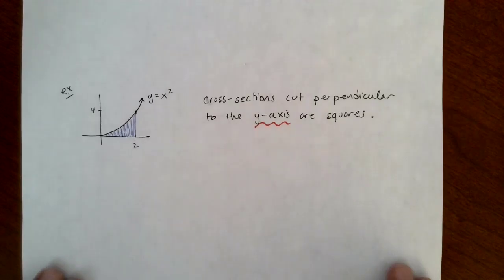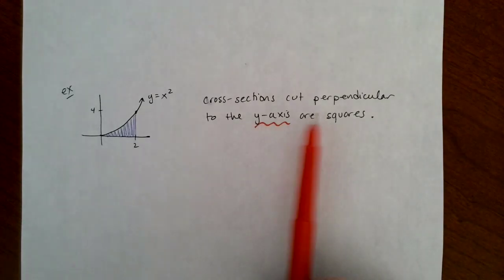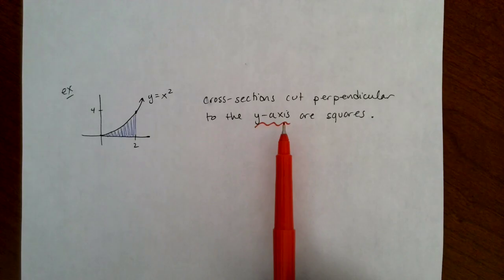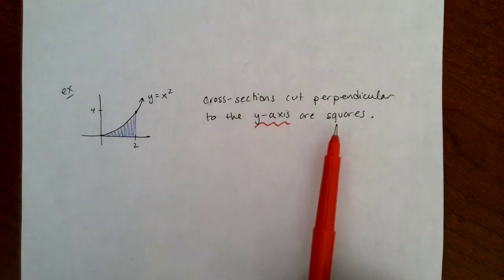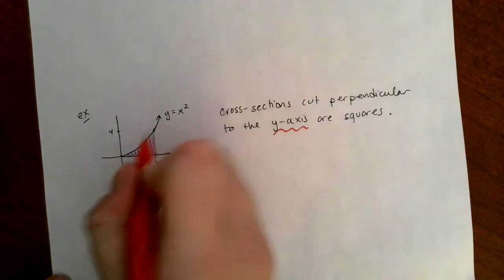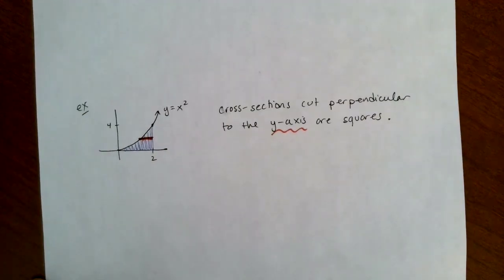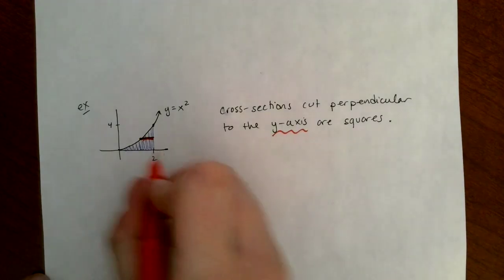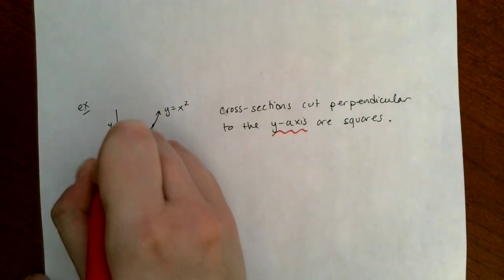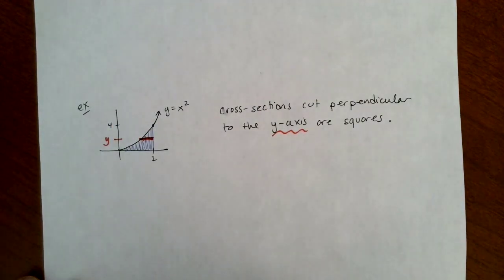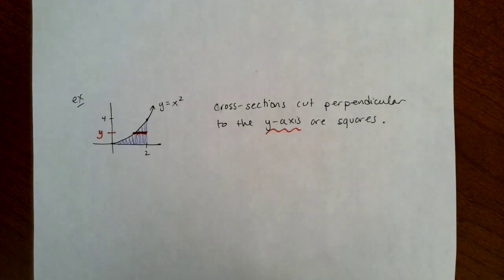I'm starting with the exact same fairly simple two-dimensional region. Same setup exactly. This is the base of the solid. But now it says cross sections cut perpendicular to the y-axis are squares. Perpendicular to the y-axis would be this way. So now this is one side of our square. What that changes is that we would have to pick a y value for that slice. So we're going to integrate with respect to y for this one instead.